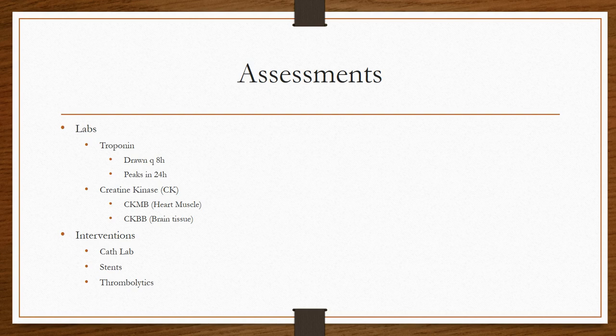So for interventions, they're definitely going to do a cath lab and do a heart cath to find out what vessel is blocked and see if they have to put some sort of stent in it. Other interventions are thrombolytics. If there's some sort of clot in the coronary artery, they'll put the patient either on some sort of blood thinning medication, or they'll put them on a thrombolytic and do it IV.